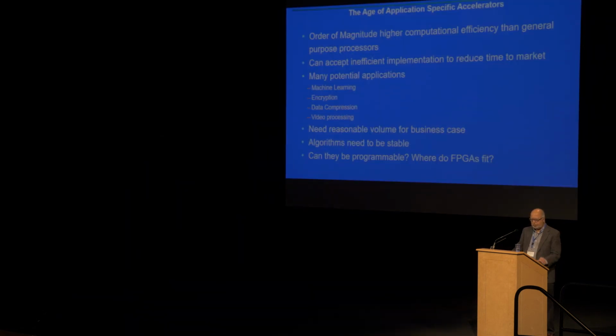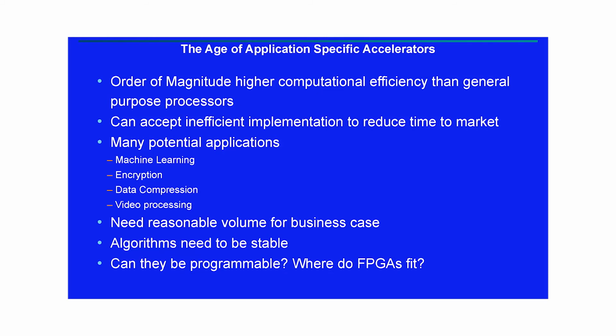So why are application-specific accelerators important? Well, you can get, at least in theory, an order of magnitude higher efficiency than general purpose computers. Now, the challenge is it does a damn good job on what it's designed for, but it can't do anything else. So this is where the challenge comes in. How do you decide what to put in and how to implement it?